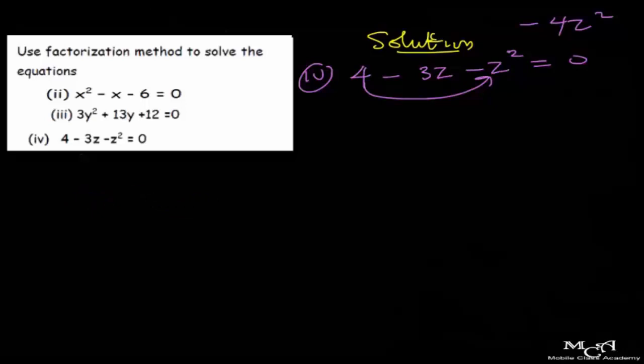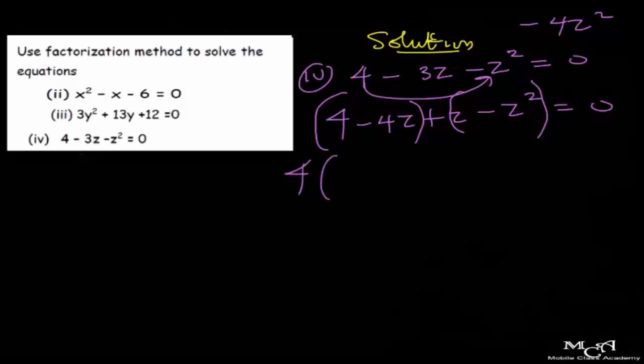Now let us use the factor to solve that question. So this becomes 4 minus what? Now we are using minus 4z plus 1z. So this is 4 minus 4z plus z minus z squared equal to 0. So I'll bracket this, and then I'll bracket this. Looking at this first bracket, 4 is common. So I'll factor out 4 into 1 minus what? Minus 4z divided by 4 will give you what? Minus z. So this will be minus z.